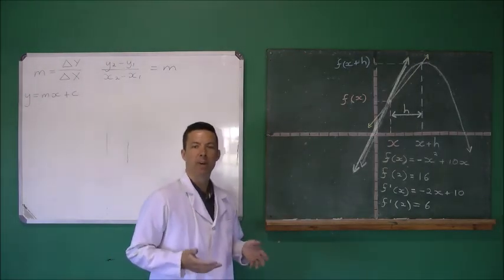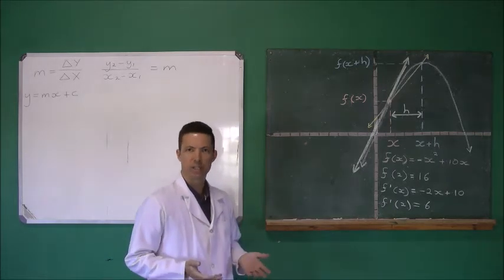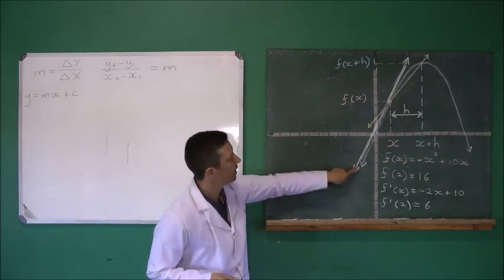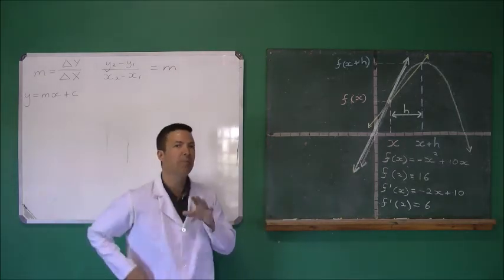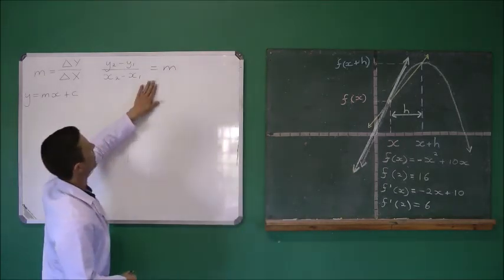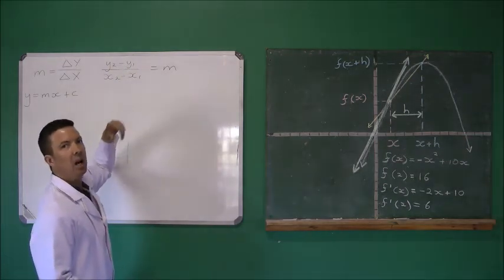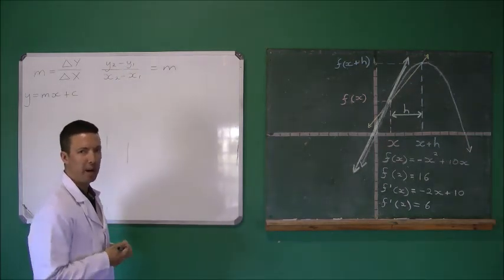So how do I go about finding the equation of a tangent? Now, a tangent is obviously a straight line, so it's going to end up in the format y equals mx plus c. Now, before I get into it, first I want to have a look at this formula over here. Now, it's the gradient formula. Watch what happens when I multiply both sides by the denominator.